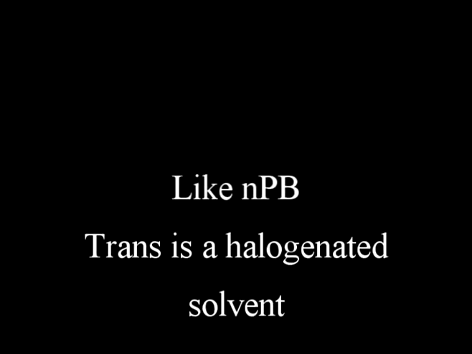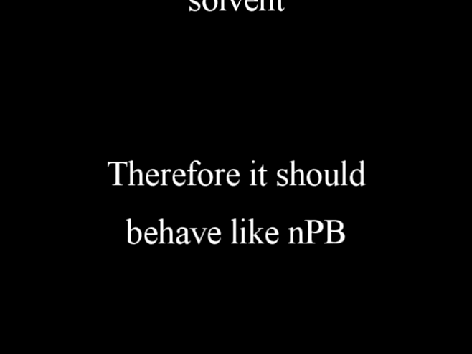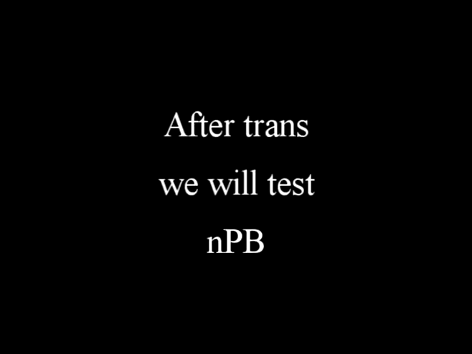Trans is a halogenated solvent, much like n-Propyl bromide, and it should behave in a flashpoint test very similar to n-Propyl bromide if there is indeed a flash. After the flashpoint test of trans, we'll do a flashpoint test of n-Propyl bromide. Both tests will be time-lapse because a flashpoint test is like watching paint dry. It's extremely boring. You have to wait about a minute before each test. So for your sake, we're going to just show you clips of when the test was actually performed.